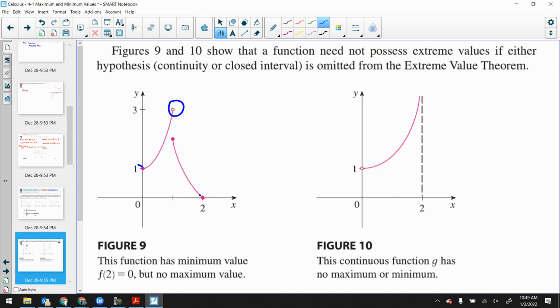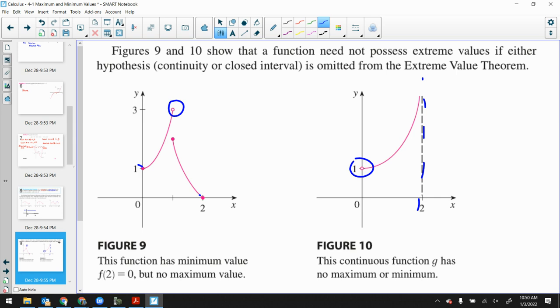Take, for example, this one. The reason we cannot use the extreme value theorem here is because this is not on a closed interval. Okay, we cannot use that because it's not on a closed interval. For example, what is the absolute maximum value of that function? It doesn't exist because it's going to keep going on forever and ever here. It's going to keep going up and up and up with this vertical asymptote on the right side.